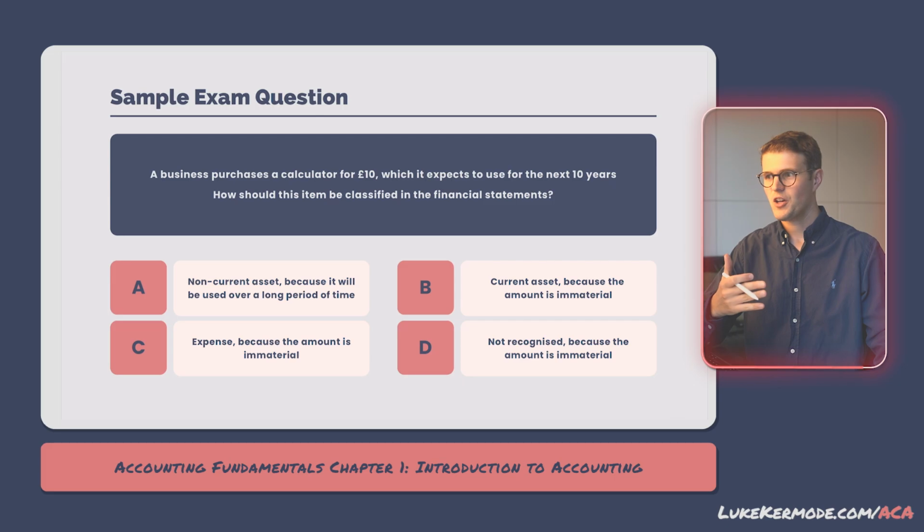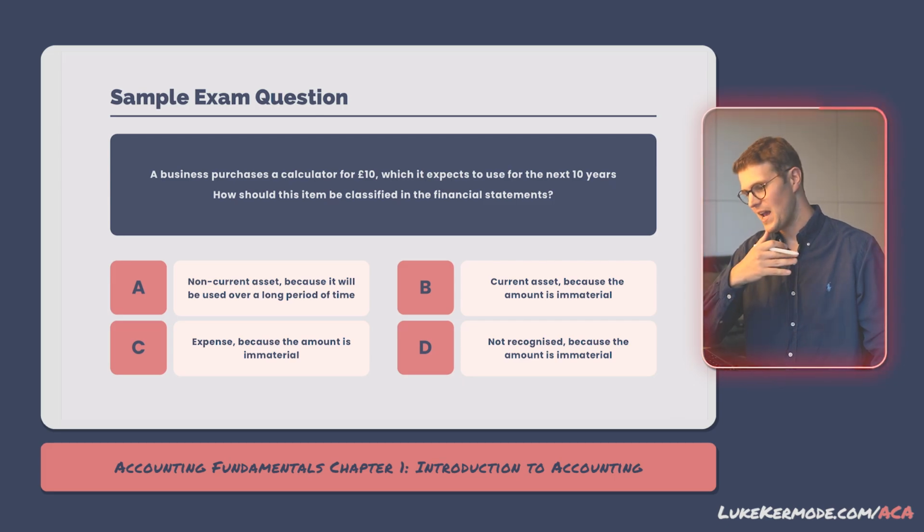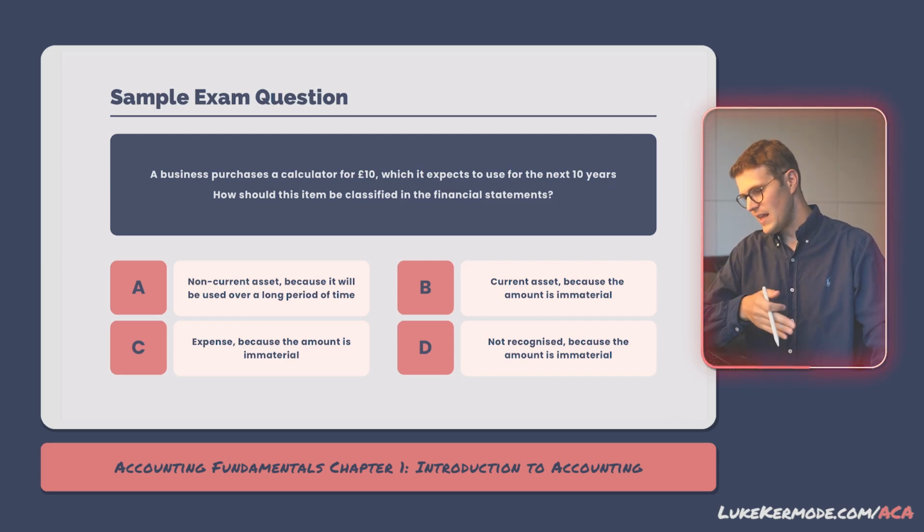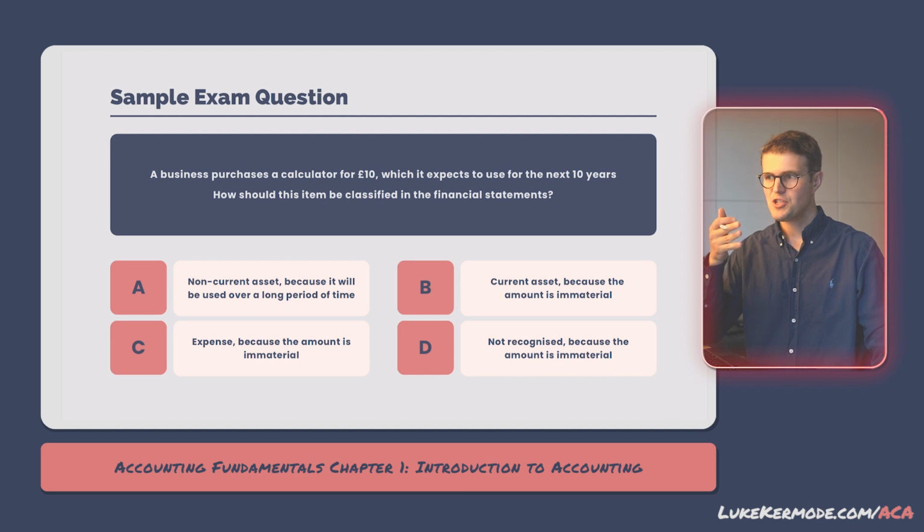Let's now apply the concept of materiality using a practical example. A business buys a calculator for £10, expecting to use it over the next 10 years. Now, how should this be classified in the financial statements? Option A suggests recording it as a non-current asset since it has a long useful life. That seems reasonable, but let's not forget the amount is very small. £10 is quite a small amount to include as a non-current asset.